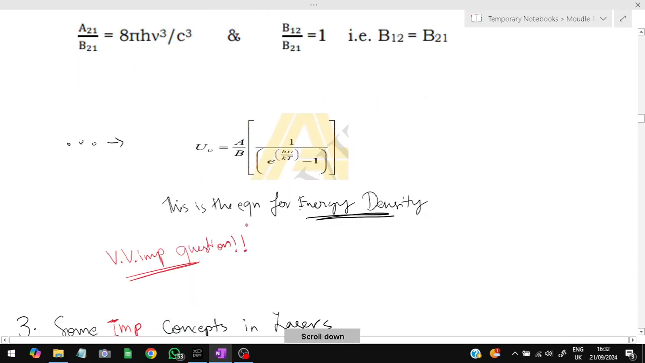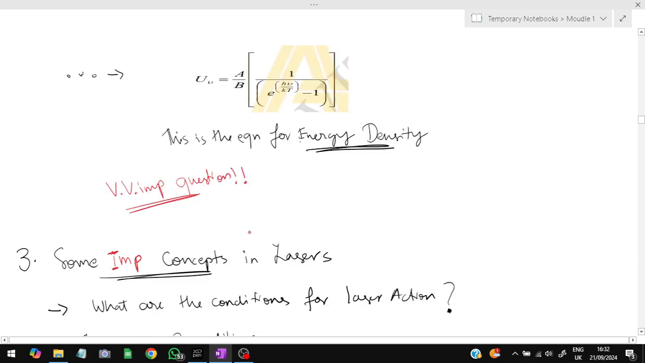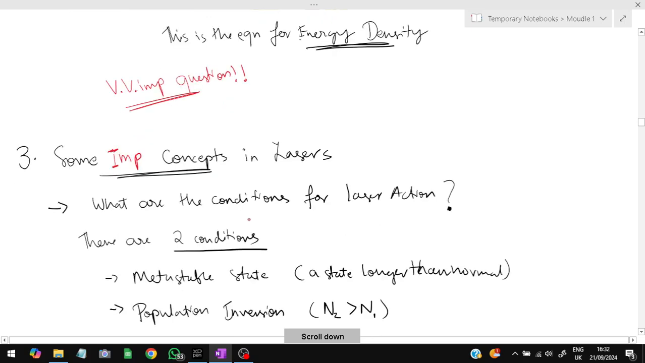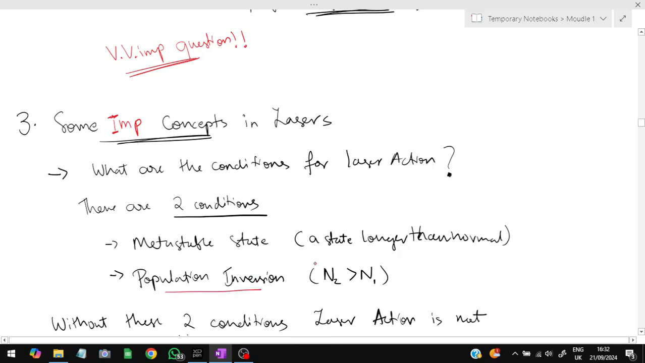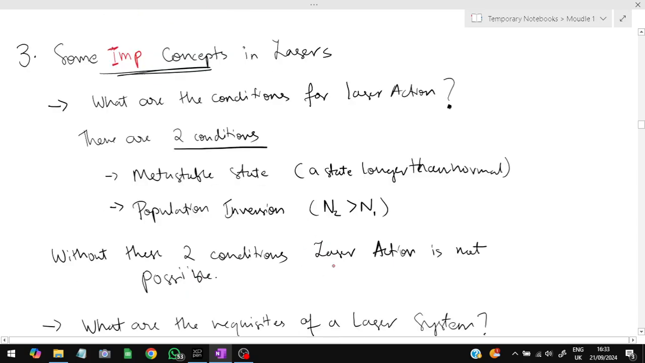Our third topic is related to a few important concepts which are repeated a lot in exams. What are the conditions for laser action? When does laser action happen? There are two conditions. One is that there should be a metastable state, a state in which the electron stays stable for more than the normal time. The other is population inversion, which means in the higher level there should be more electrons than in the lower level. When these conditions are not present, laser action cannot be possible. Those are the conditions for laser action.